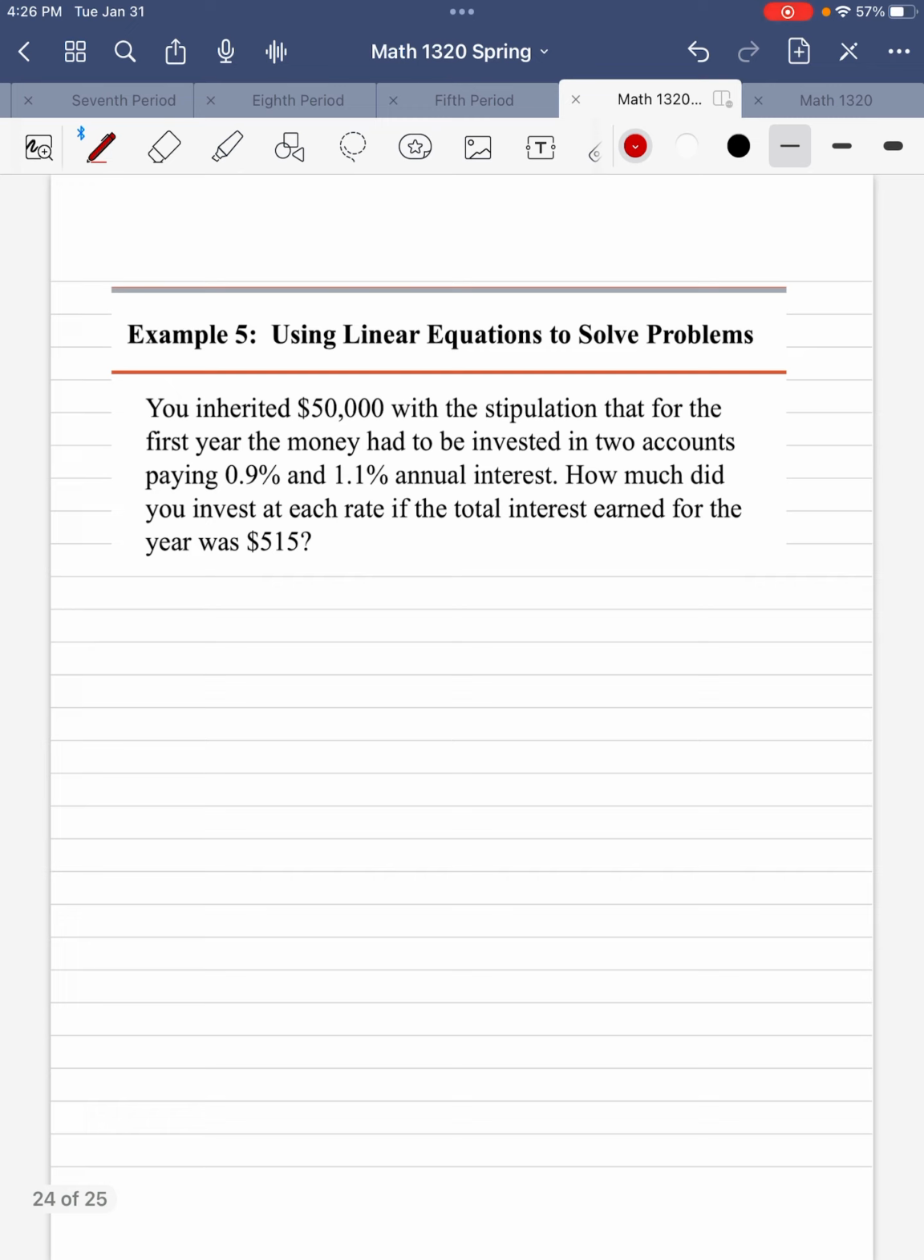You inherited $50,000 with the stipulation that for the first year, the money has to be invested in 2 accounts, paying 0.9% and 1.1% annual interest. How much did you invest at each rate if the total interest earned for the year was $515? So we're going to let x represent one of the unknown quantities again. So we're going to say that x is equal to the amount we invested at 0.9%.